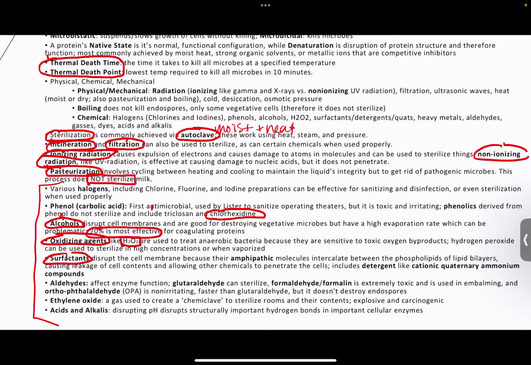Surfactants. These are things that mimic basically what we think of with our lipid bilayer. You have your phosphate head that has that negative charge to it, and then you have your hydrophobic tails coming off of it, right? So this is your phospholipids that make up your membranes. And so surfactants and detergents basically mimic that. They're usually used for mechanical cleaning, but they do disrupt membranes as well.